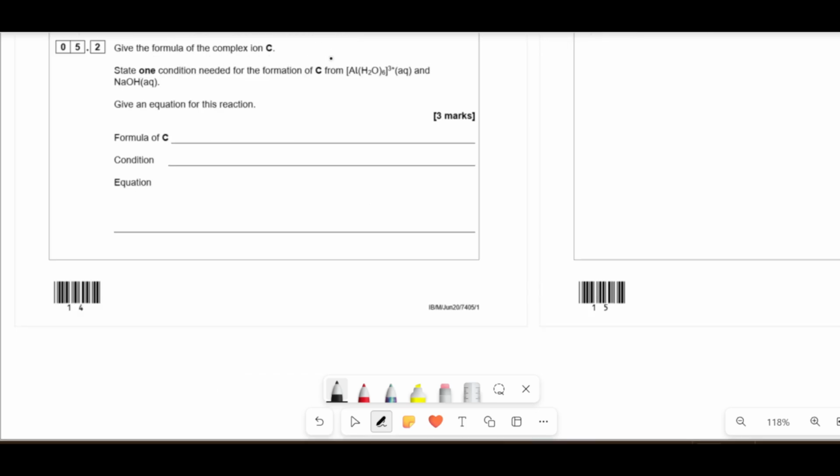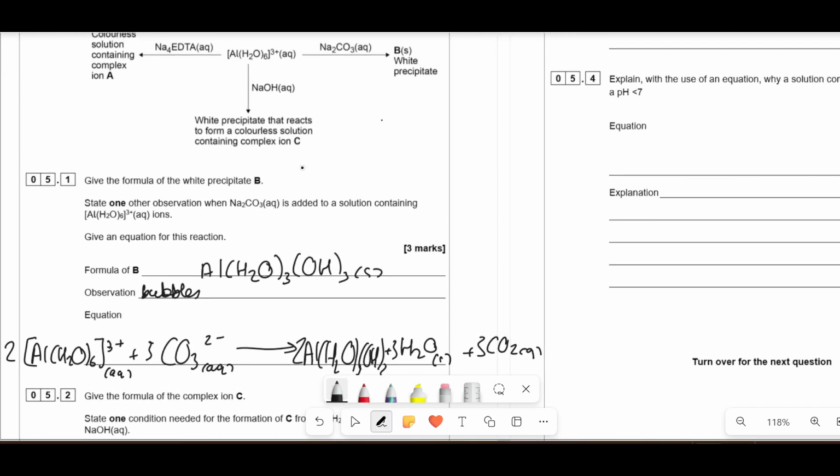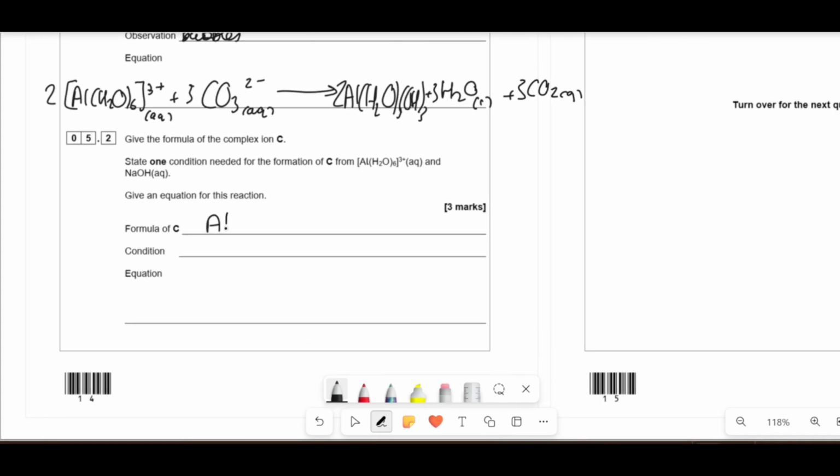So now it says, give the formula of this complex ion C and state one other condition for C to form from this and this, and write an equation. So if we look here, we're making a white precipitate, which is going to be this, but then it forms a colorless solution that contains the complex ion C. So the reason it happens is because you get continued proton donation from these things. So these can continue donating protons until you're losing all of those H2Os. So what you end up getting is you can have Al(OH)6 3 minus, or you can have varying numbers of it. So you can have Al(OH)4 minus, or you can have Al(H2O)2(OH)4 minus, or it can go all the way down.